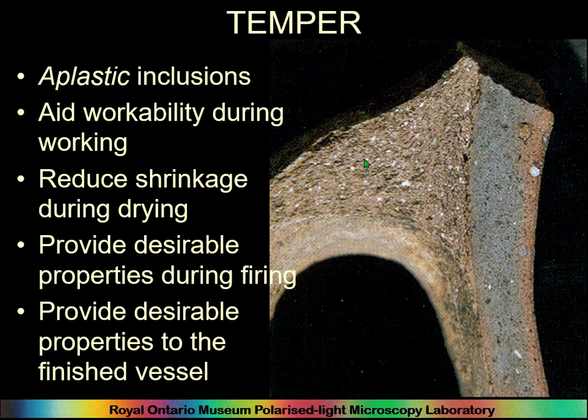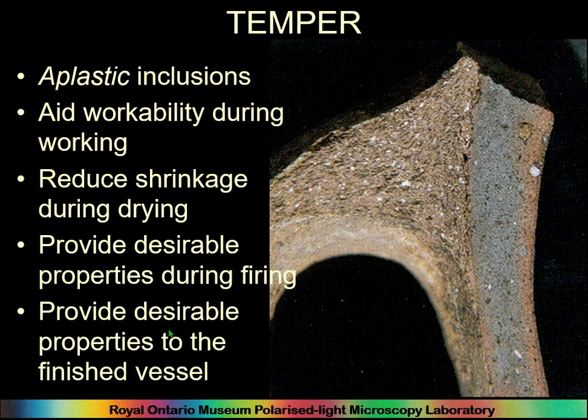So plant fiber makes it very useful during working. It often makes it more plastic. It's useful for reducing the shrinkage. During the firing, it probably doesn't greatly contribute, but it can provide desirable properties to the finished vessel.